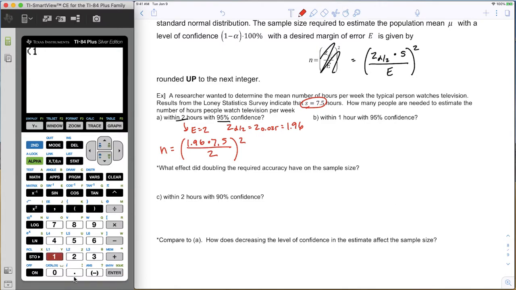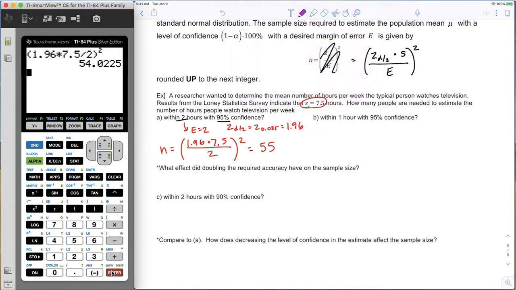So I have 1.96 times 7.5 divided by 2, squared. Okay, now even though it's 54.0225, we still round up. For these sample size questions, you round up to the next whole number no matter what.